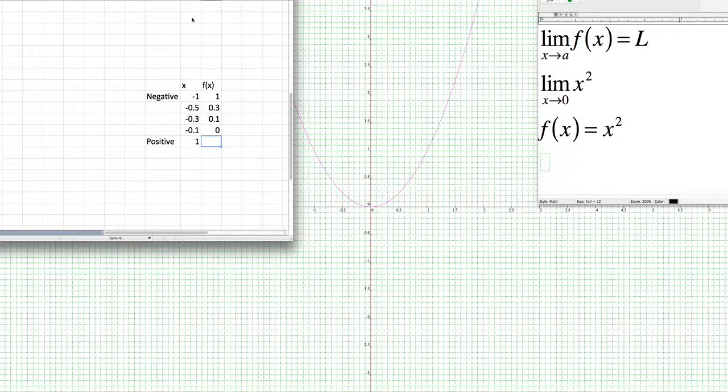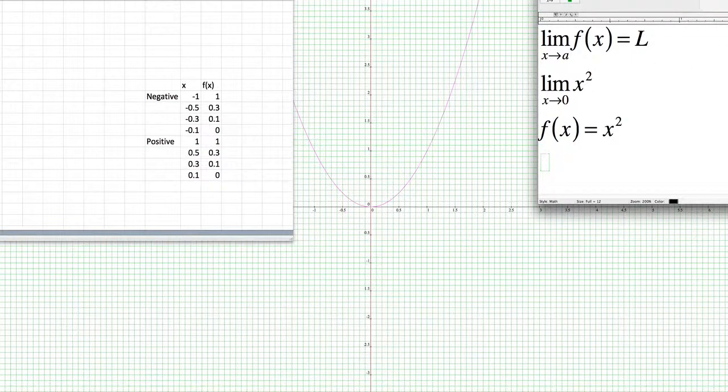Let's try 1. It's going to be 1 squared, which is equal to 1. Positive 0.5 is going to be positive 0.25. Then this is going to give you 0.0625, and 0.1, which is going to give you 0.01. As you see, from the positive side, you're also approaching 0.